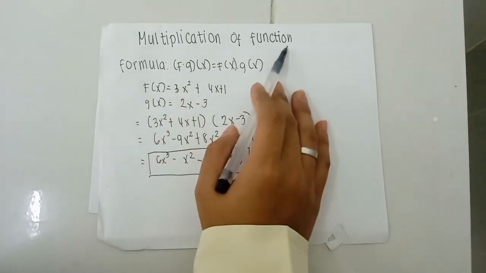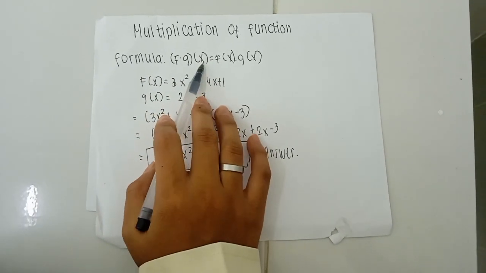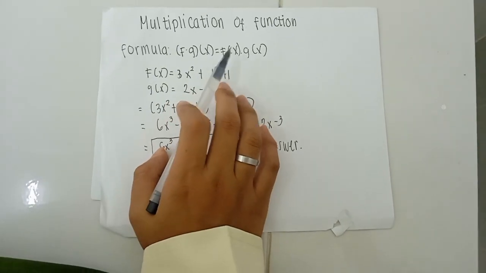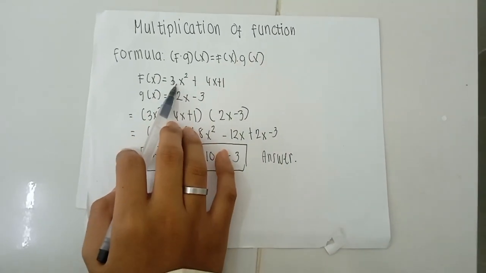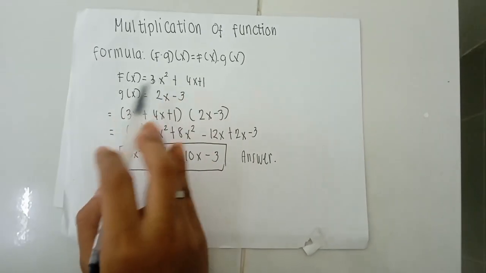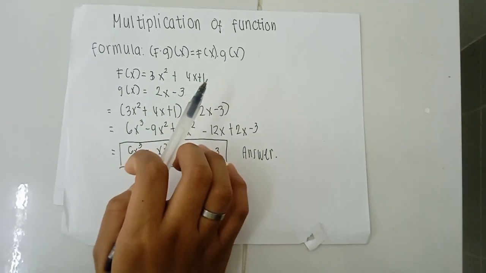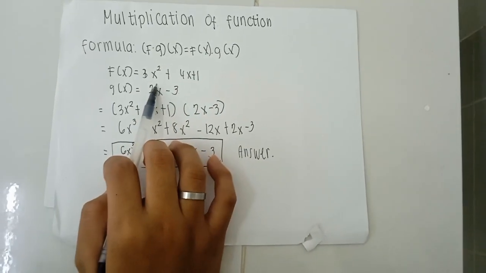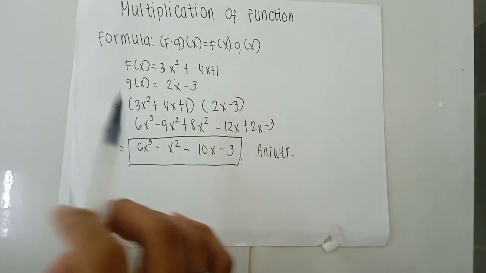Multiplication of function, and this is our example of multiplication. Multiplication of function. Formula: f times g of x equals f of x times g of x. So f of x is equal to 3x squared plus 4x plus 1. So g of x is equal to 2x negative 3. So substitute natin. So ito ang trinomial at saka ng trinomial. So we need to use a FOIL method.